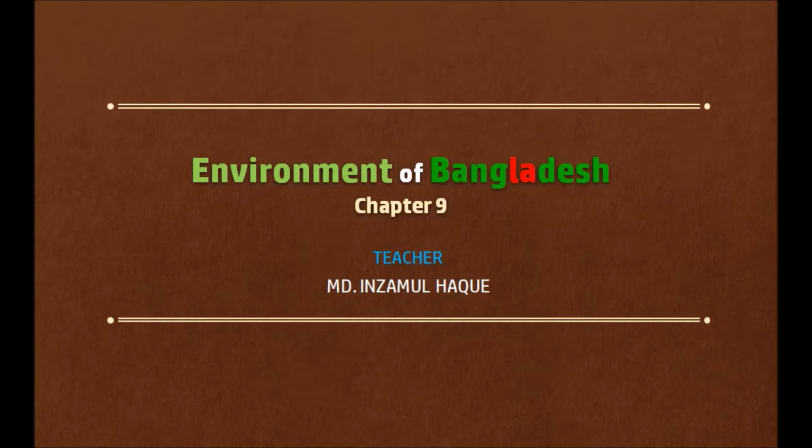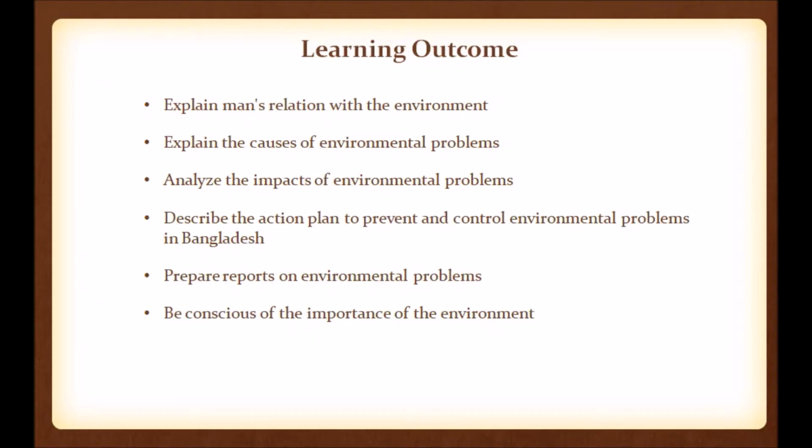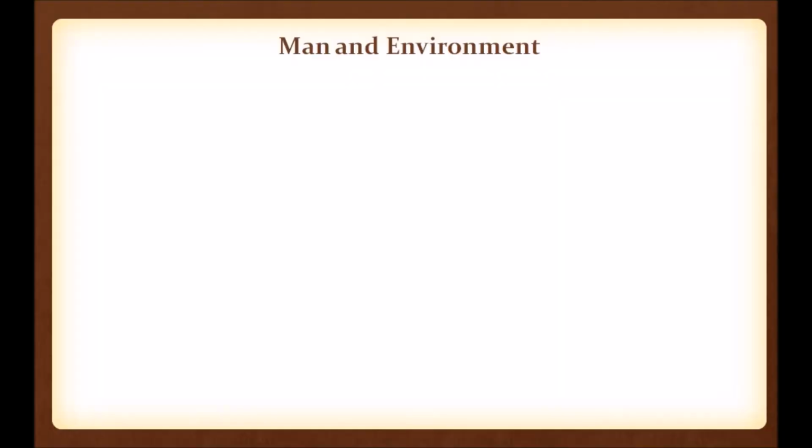So let's get started. After finishing today's lesson, we will learn to explain man's relation with the environment, explain the causes of environmental problems, analyze the impacts of environmental problems, describe the action plan to prevent and control environmental problems in Bangladesh, prepare reports on environmental problems, and be conscious of the importance of the environment. Alright? So, our first lesson is on man and environment.